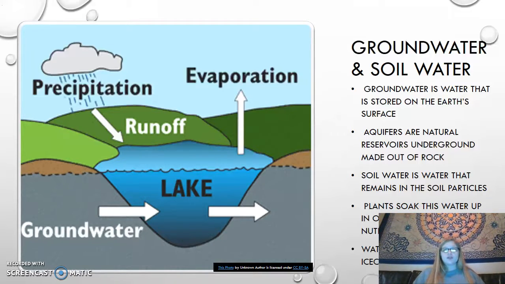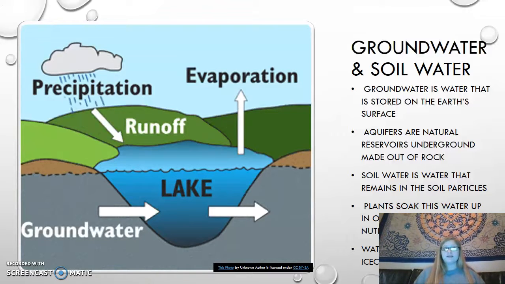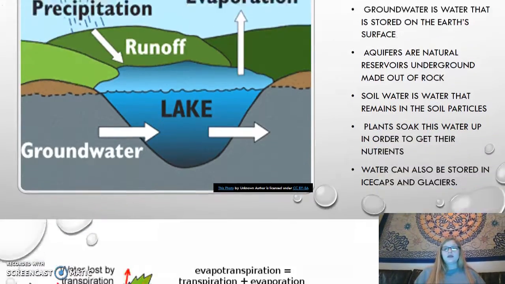And then there's soil water. Soil water is water that remains in the soil particles on the ground. So the plants that are around soak this water up in order to get their nutrients. Water can also be stored. It doesn't have to just be stored in aquifers or in soil water, it can also be stored in ice caps and glaciers, which is really fascinating.